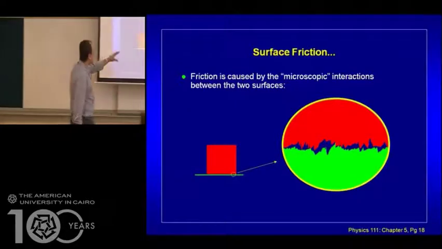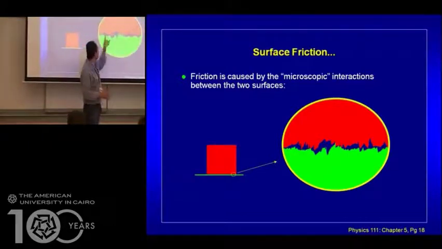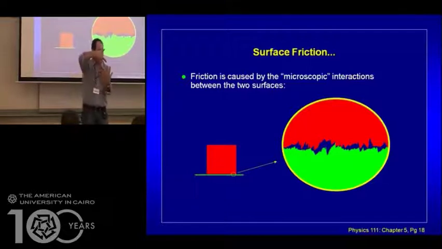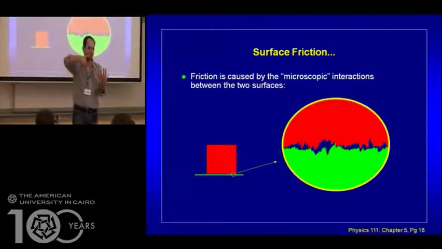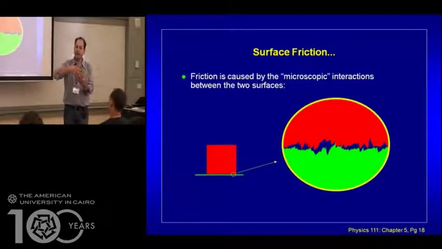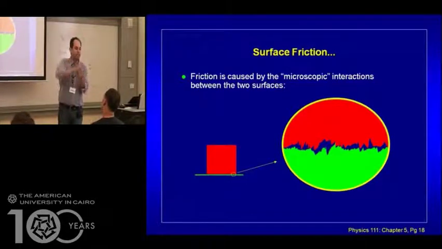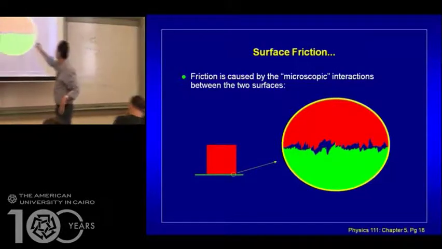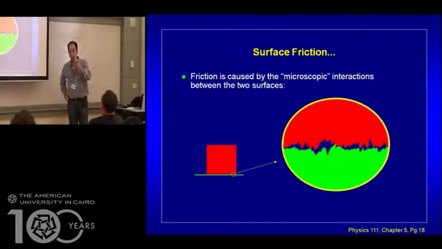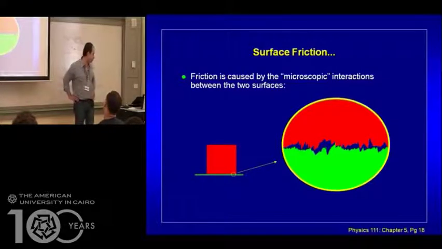So if you look at the microscopic scale at any two surfaces, they will look like this. And the interaction between the two surfaces causes friction. That friction is somehow resisting the motion, and at the same time, it produces heat. Rub your hands, you feel the heat. So this is what happens. So we have two kinds of friction. We have static friction.